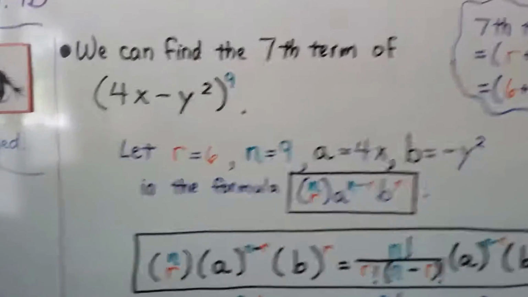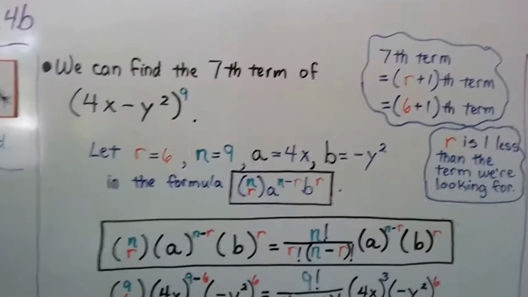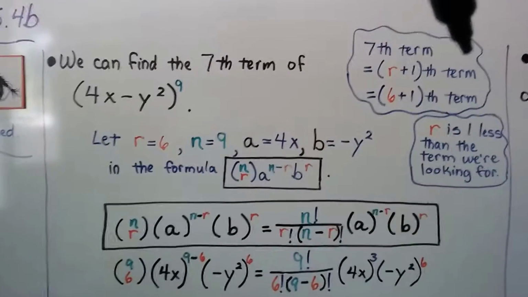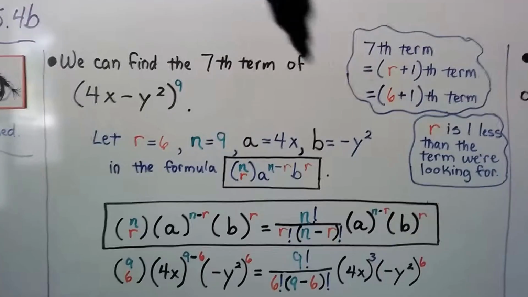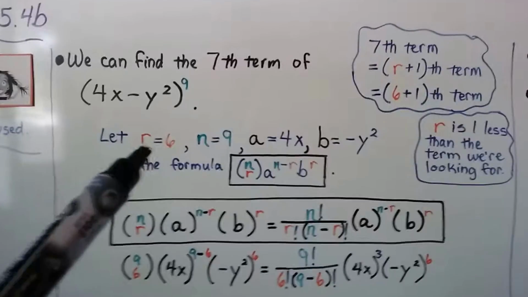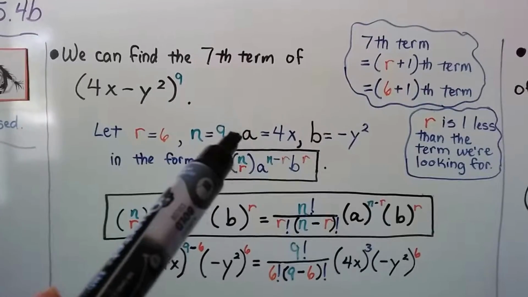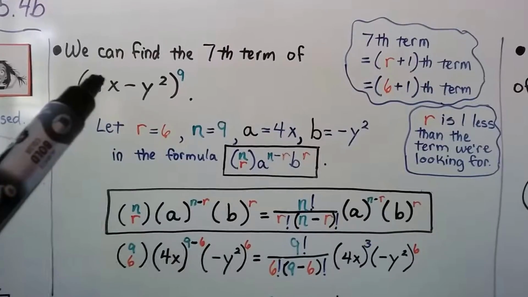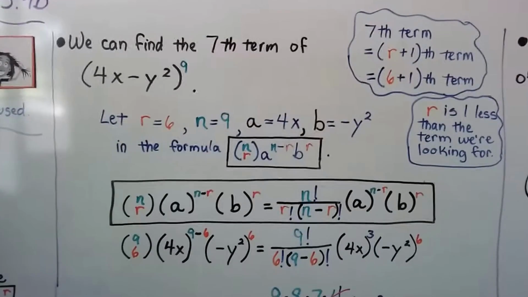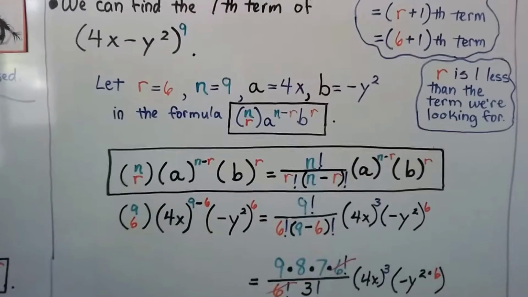So we can find the 7th term of 4x minus y squared raised to the 9th power. The 7th term is the r plus 1th term. And to get 7, we'd have to do 6 plus 1 to have that 7th term, wouldn't we? So we know our r is going to be a 6. Our n is going to be a 9. Our a in this formula is going to be the 4x, and our b is going to be the negative y squared. See? So the r is 1 less than the term we're looking for.